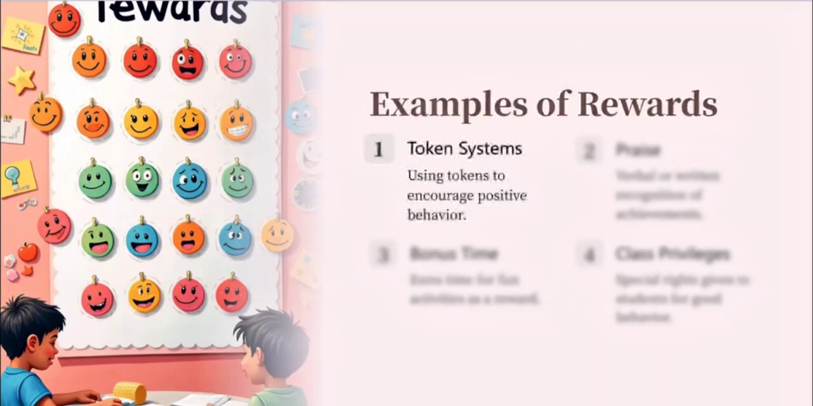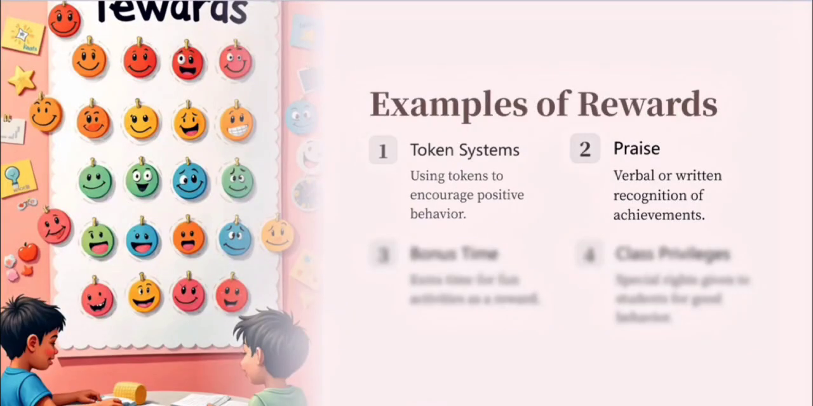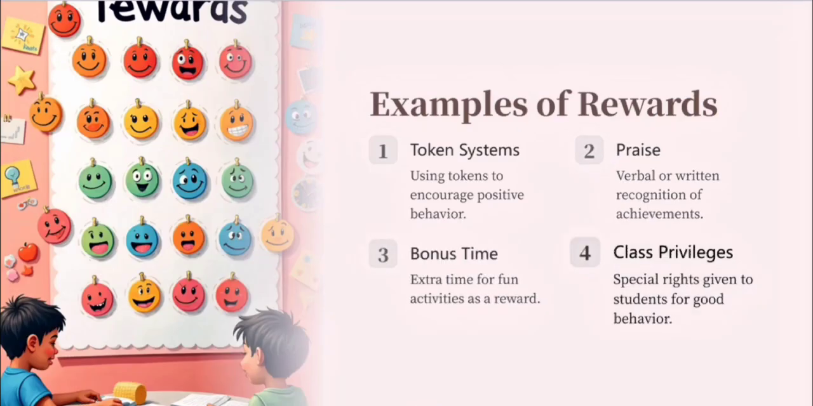Examples of rewards. A token system can be used, using tokens to encourage positive behavior. Second is prizes, verbal or written recognition of achievement. Next is bonus time, extra time for fun activities as a reward. Class privilege: special rights given to students for good behavior.